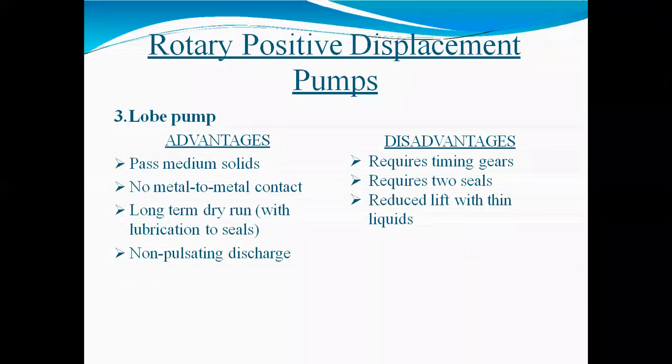If we consider the liquid, as I said, the dirtiest liquid, the slurry liquid, can be transferred by using a lobe pump. There is no metal to metal contact, then there is no need for such long times of lubrication, so we can use this type of pump as a dry run also. Then the discharge is continuous.